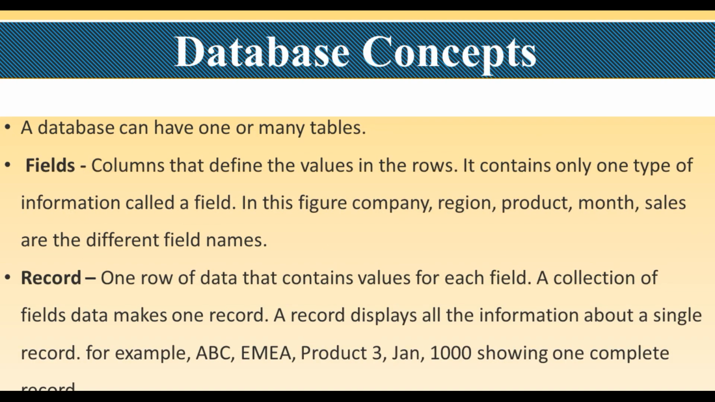Here we are talking about database concepts, and I just told you what a tuple and a relation are. So the first point says that a database can have one or more tables, or many tables. Fields are the columns that define the values in a row. A field contains only one type of information. In this figure, company, region, product, month and sale are different field names.